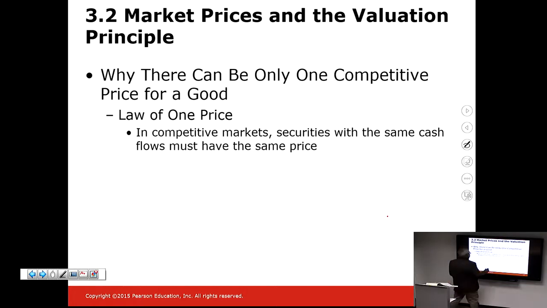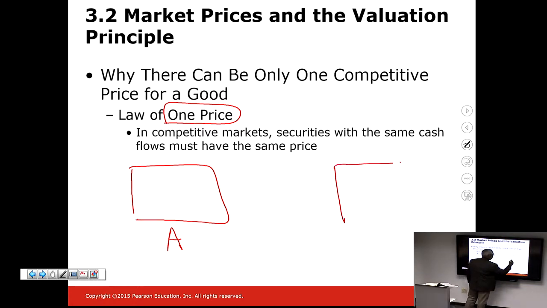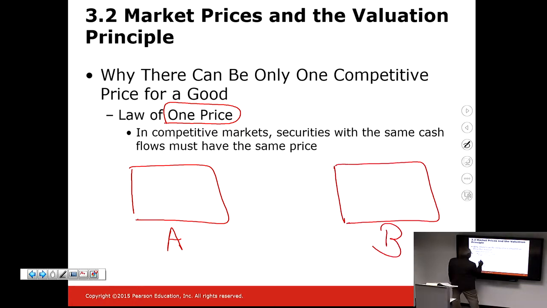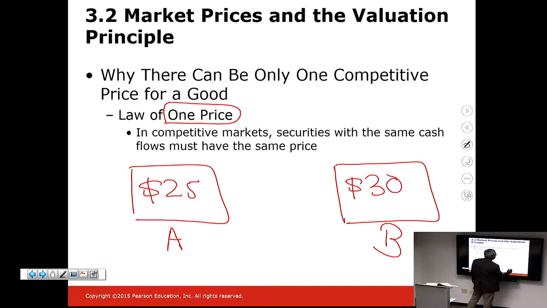In a competitive market, there can be only one price. One price for each good at a certain point in time. If a particular good has two different prices in two different markets, this is market A and this is market B, same good, $25 in one market, $30 in another market at the same time, then what are we seeing? That it's a violation of this law of one price.